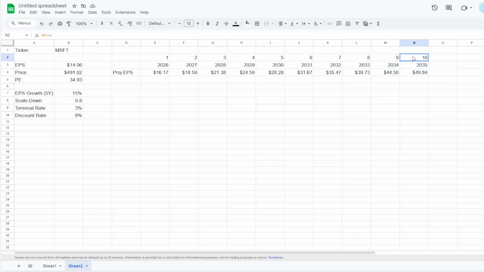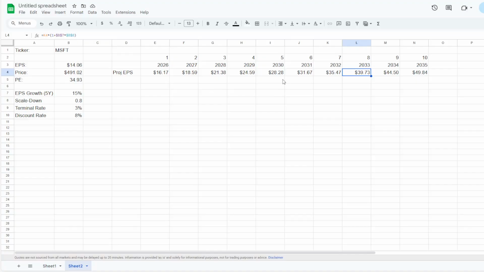Watch these cells right in here. It was a 1. It ends at $56.88 per share. But if I make it a 0.8, it ends at $49.84 per share. And the reason is this scale down factor says we're not earning 15% growth anymore for years 6 to 10. We're actually earning whatever 15 times 0.8 is. So it's actually, I think that's 12%.